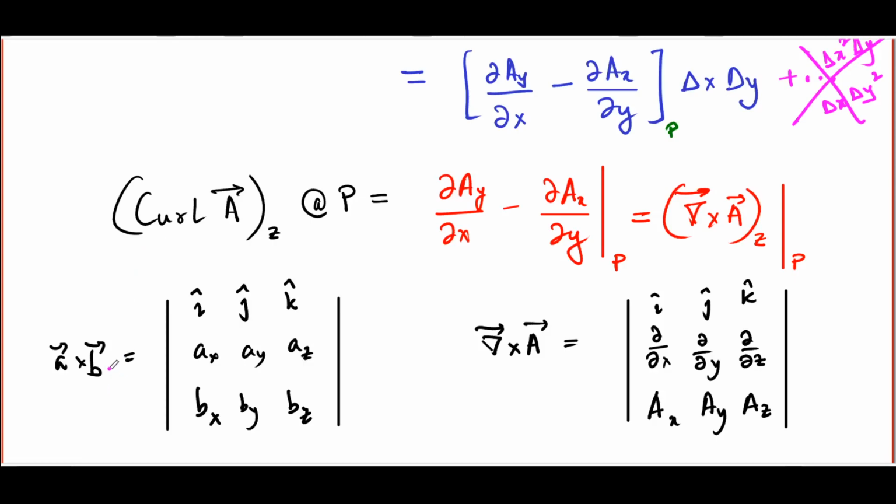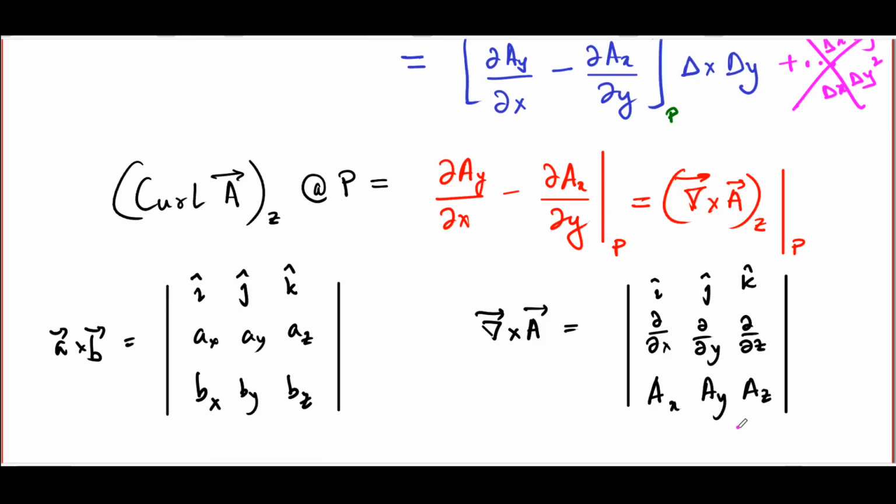Now you can do something very similar for the curl. Because it is del cross A, the basic idea is you can use exactly this kind of idea. You would write down a determinant where the first row is i, j, k, the basis vectors. The second row are the components of del, which remember are del del x, del del y, del del z. This is a huge difference, by the way. These are operators, not numbers, as in this case. And the final row will be the components of the vector field Ax, Ay, Az.